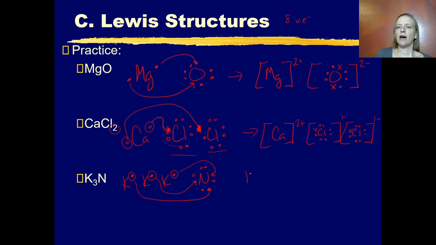And now I have potassium with a charge of +1, and I have nitrogen with a charge of -3. And rather than drawing out 3 of my potassiums again, it is acceptable to put a subscript here to say that you've got 3 potassium ions.